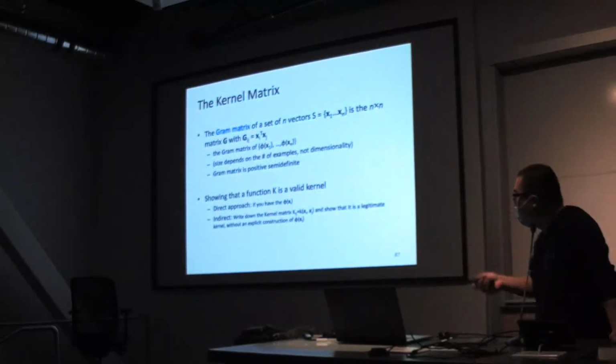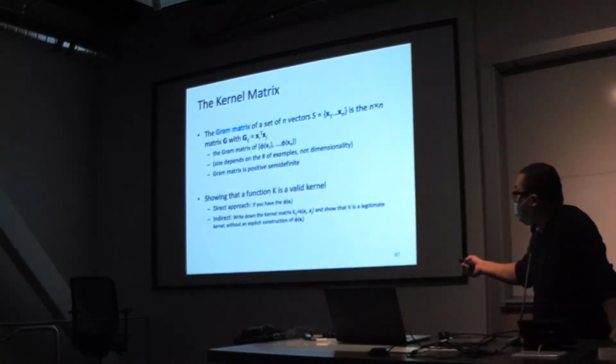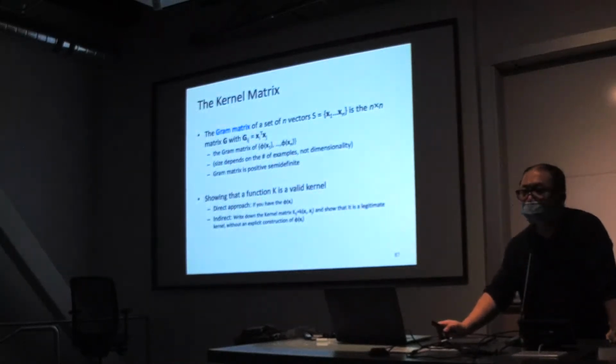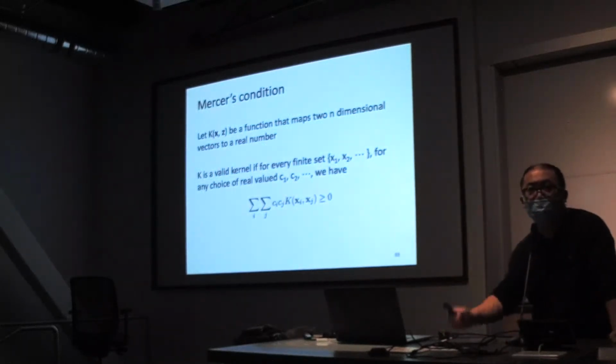So if you can show that your kernel matrix based on the function k is always positive semi-definite for any finite set of inputs, then we can conclude that your candidate function k is a valid kernel. This theorem is called Mercer's condition. It's a very famous theorem in kernel learning, but how to rigorously prove it is not the scope of our class. Just to let you know how generally we can test whether a function is a valid kernel or not.